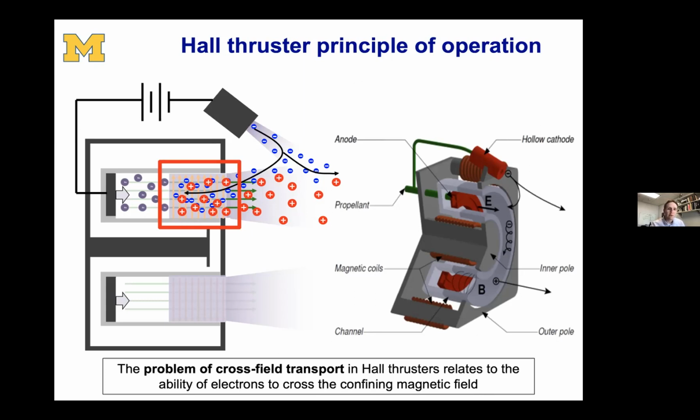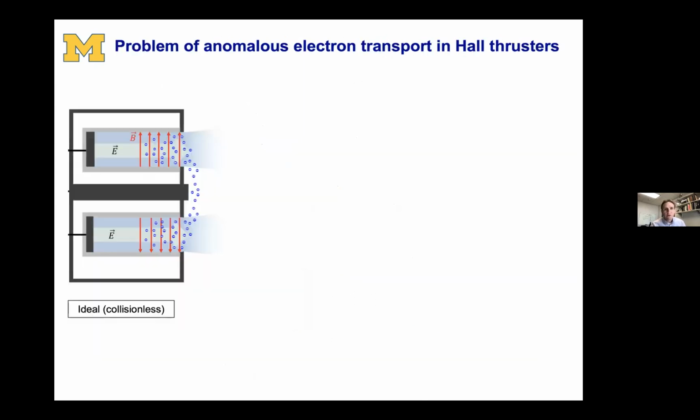All right, so with that principle of operation in mind, I'm going to now focus on the problem of anomalous electron transport in these devices. To that end, I will zoom in on the dynamics in this region characterized by the cross electric and magnetic field. To motivate the problem, let me start with the idealized description of the electron dynamics, which is shown here.